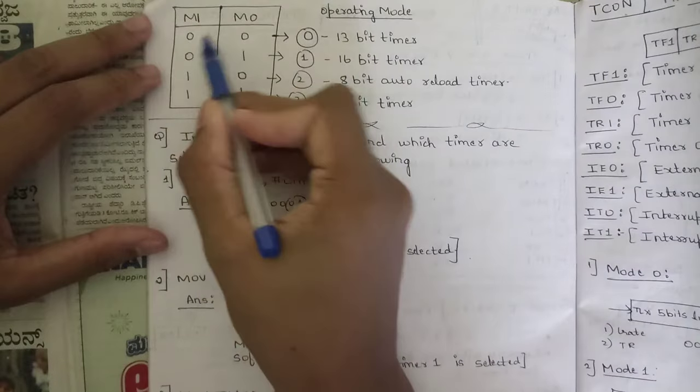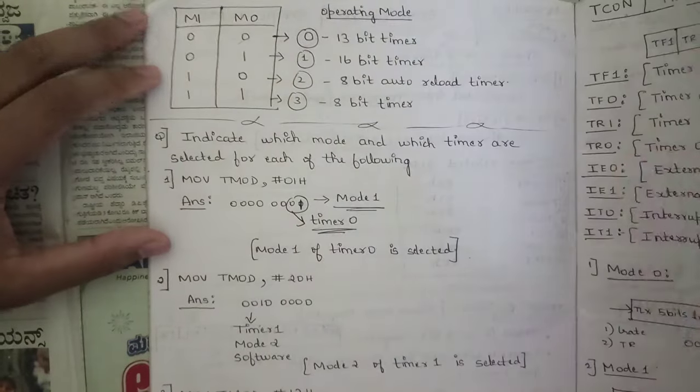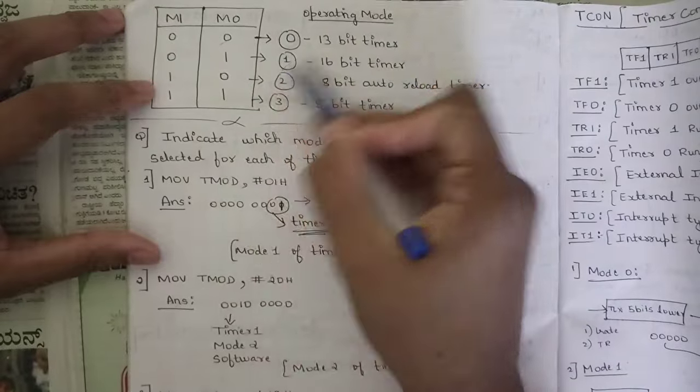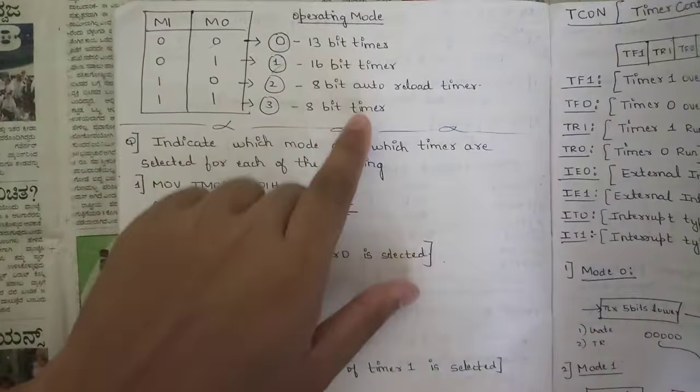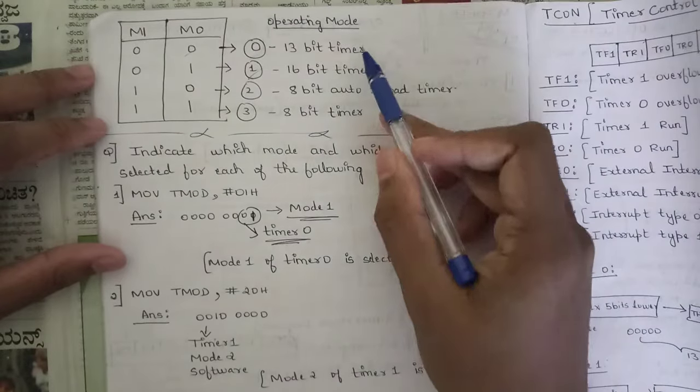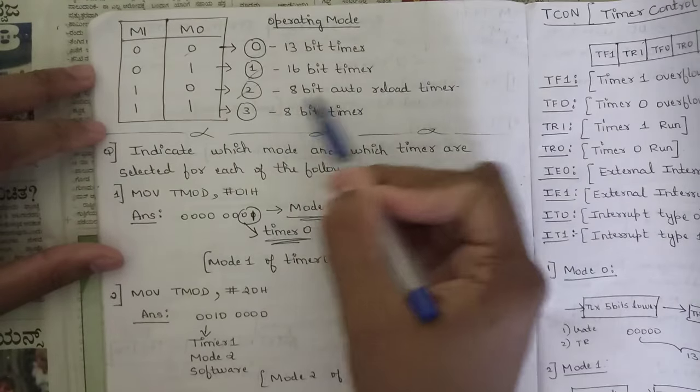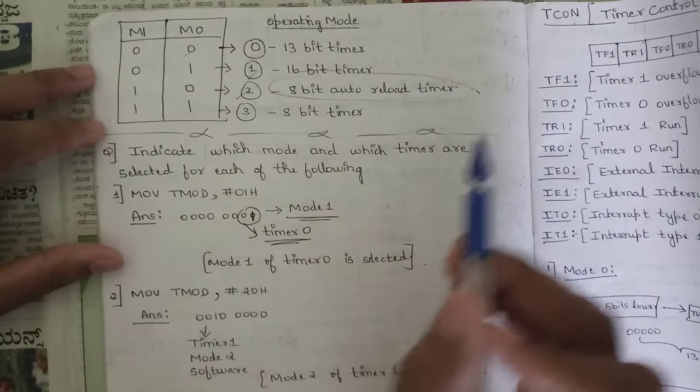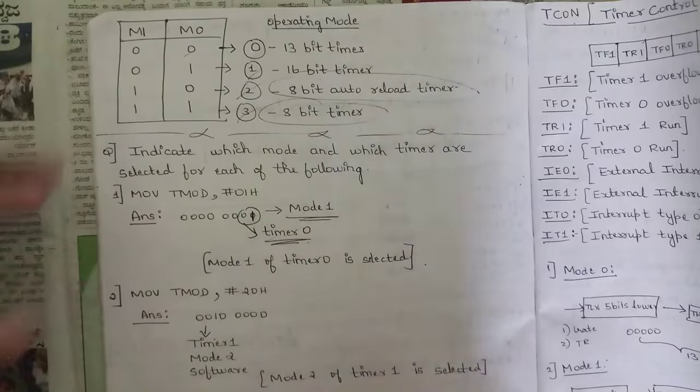Whenever the M1 M0 value is 0 0, mode 0 is selected; 0 1, mode 1 is selected. Mode 1 is called a 16-bit timer, mode 0 is called a 13-bit timer. 1 0, mode 2 is selected, and mode 2 is called an 8-bit auto reload timer. This is very important. Mode 3 is called an 8-bit timer.